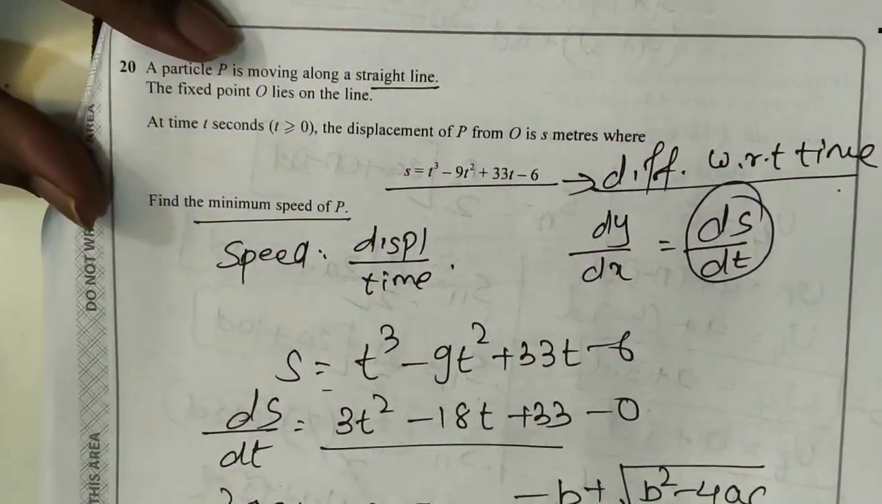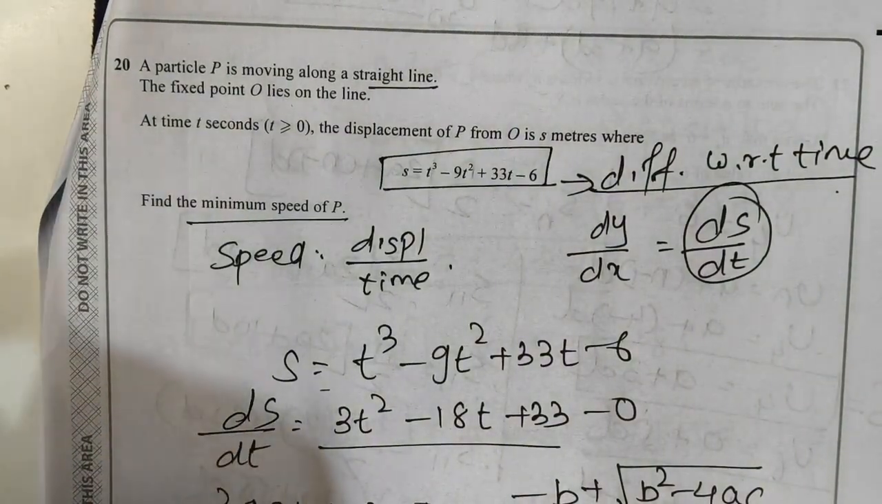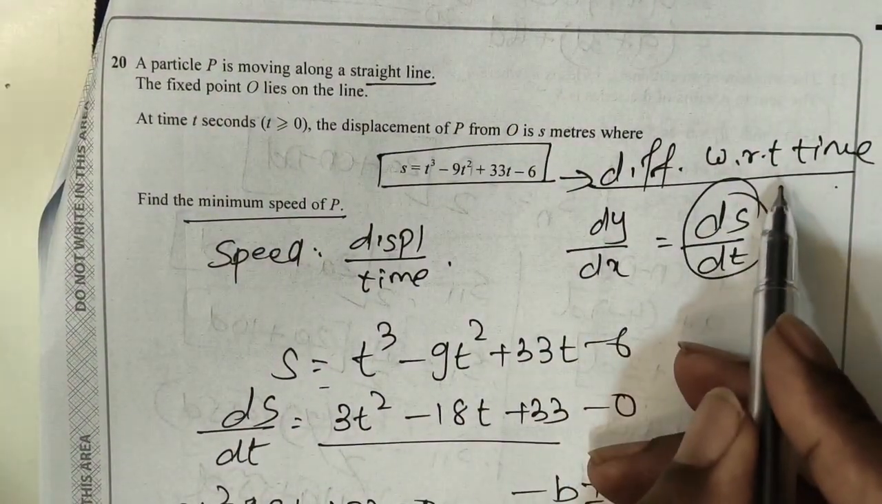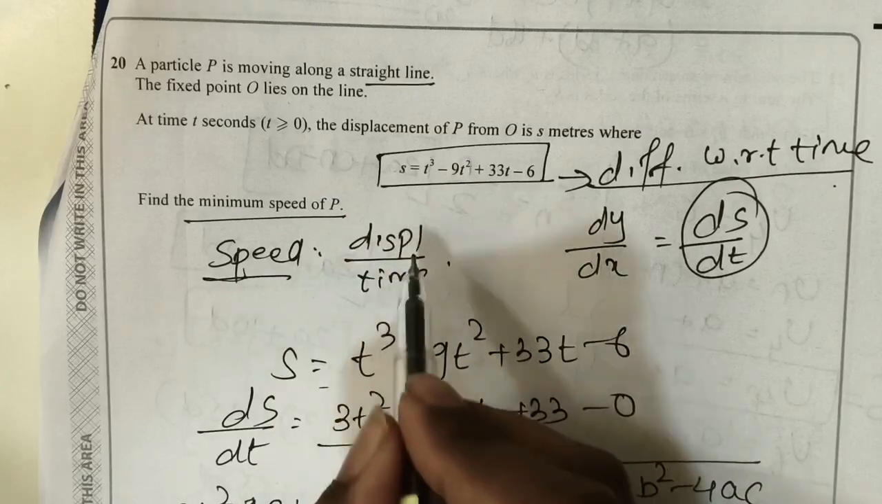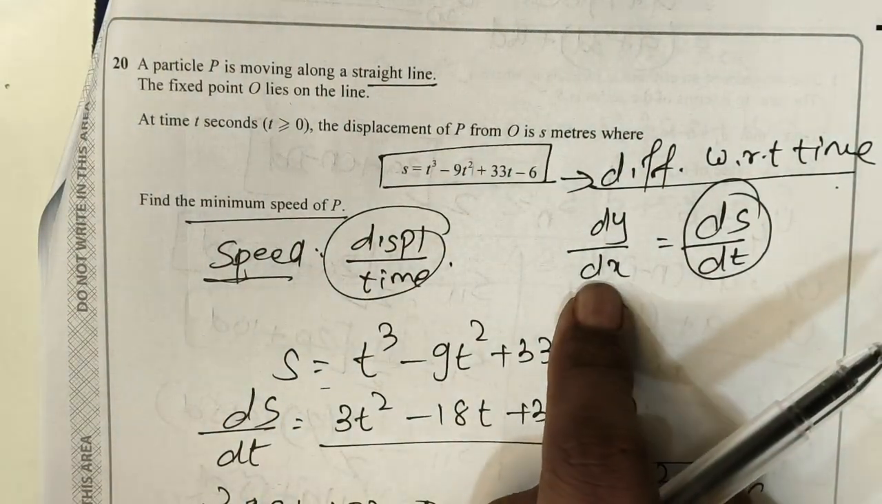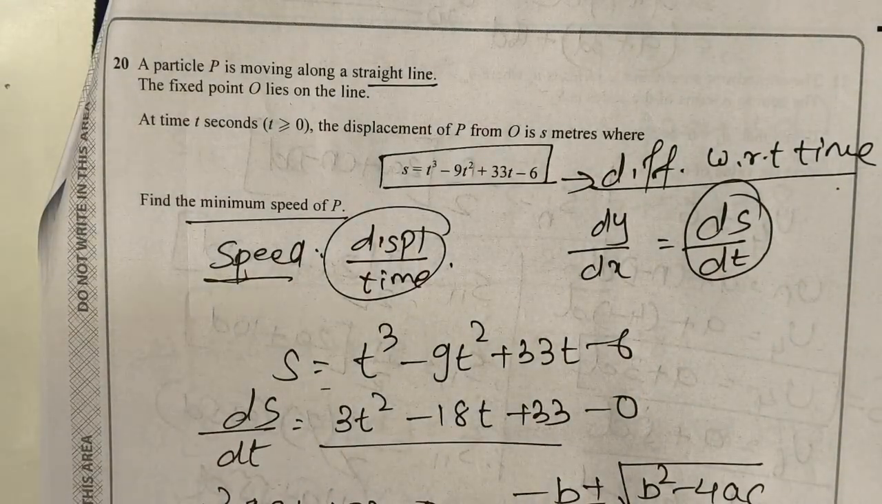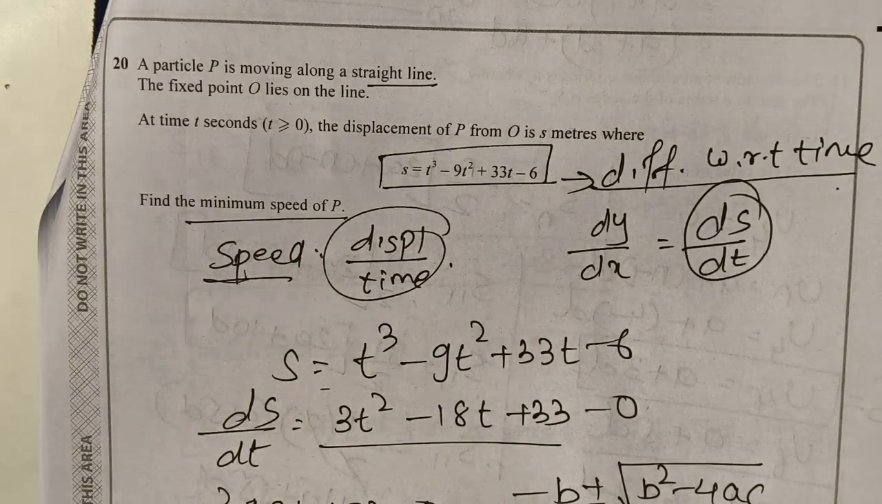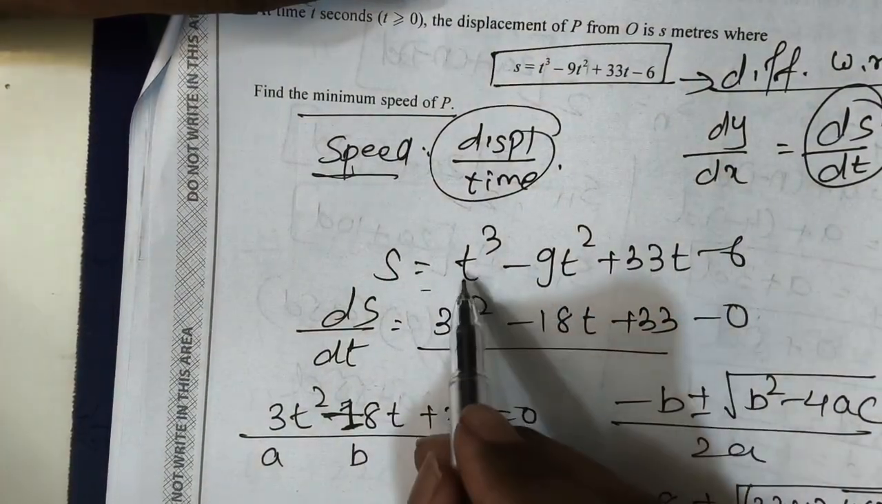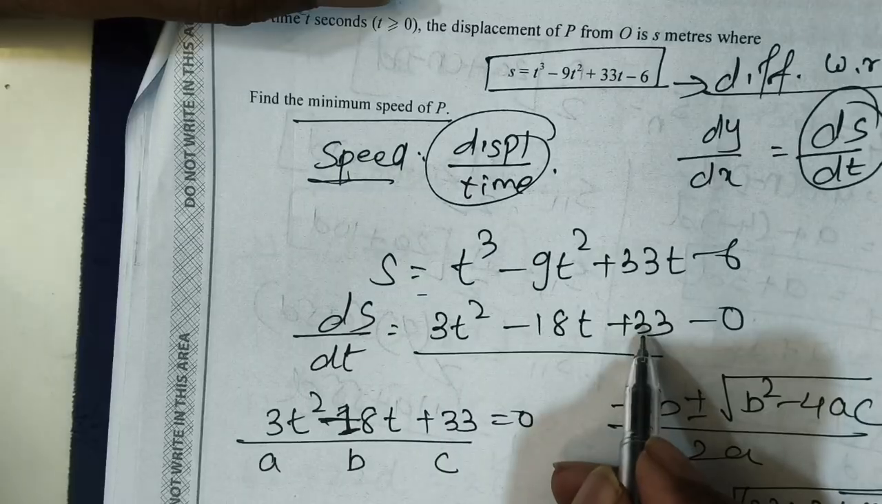Now in such cases, whenever you see this sum, before going in detail, just remember you only have to differentiate with respect to time. Speed is nothing but displacement upon time. S is the displacement. So instead of dy by dx, we are going to do ds upon dt. Correct? So I divided this into the form of t cube. I differentiated this as 3t square minus 13t plus 33.